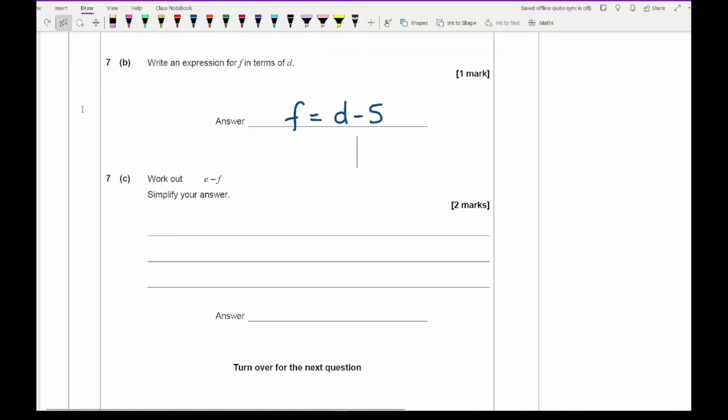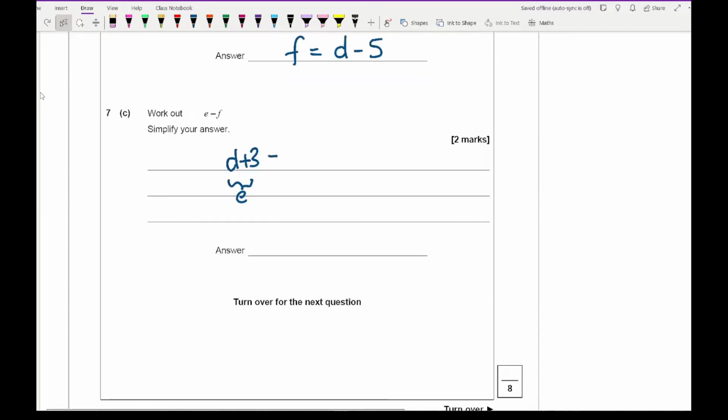Then it says work out E minus F. So if I substitute those expressions from A and B, what do I get? Well, I get D plus 3, which is my E, minus my F, which is D minus 5. Now, if I write that, what I've got is D plus 3 minus D.